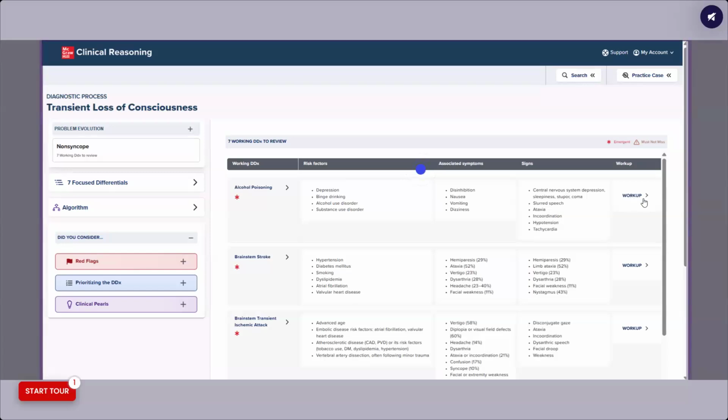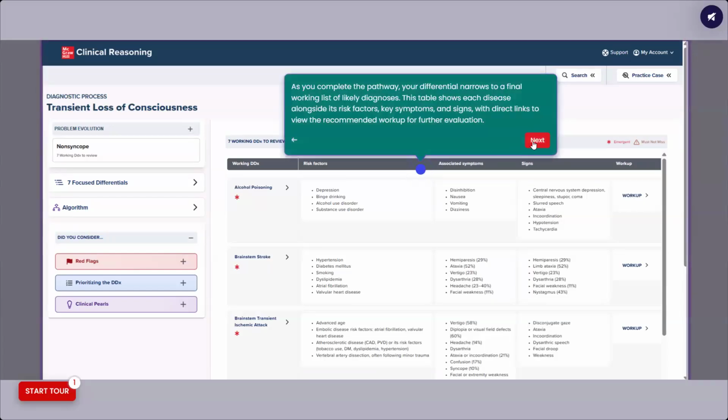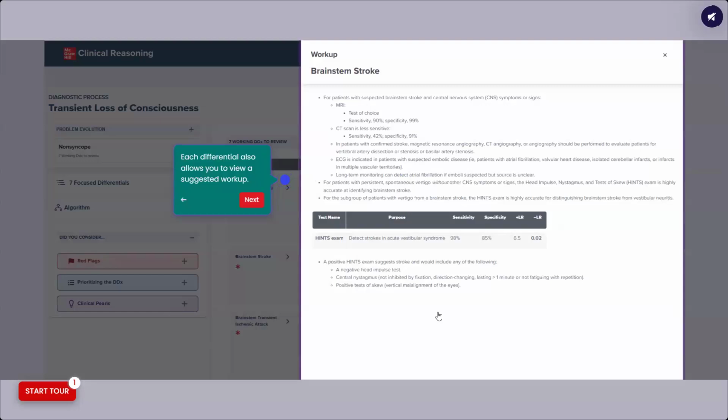So if I click this link here, the workup, I will be looking at the very specific diagnostic tests that I need to run on my patient to be able to confirm or rule out that diagnosis.